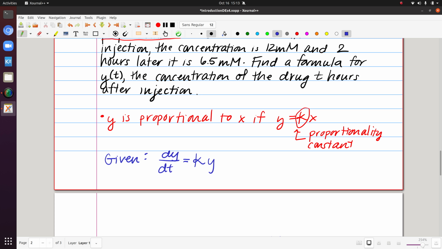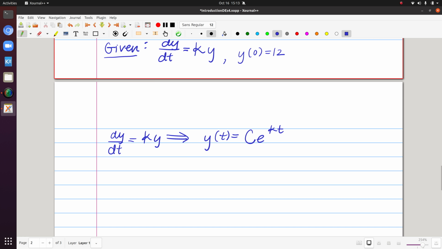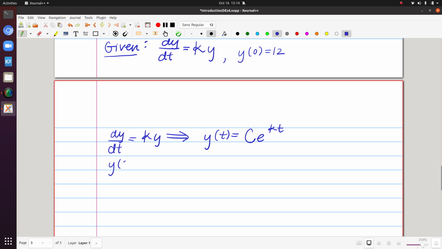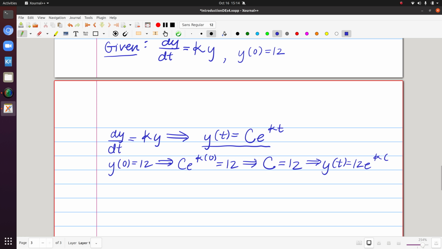So when I say given here, we're actually given more than this. We know that right after injection, the value of the function should be 12. Well, we're treating injection as time 0 based off of how this is described. So y of 0 is 12. Well, here's our y function. Let's plug in 0 for t. And so that would give me c e to the k times 0 equals 12. That's just telling me c is 12. So at this point, we can update that our function is 12 e to the kt.